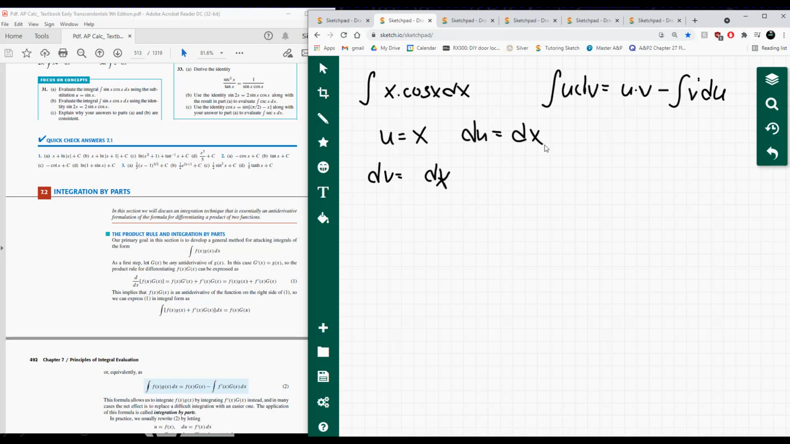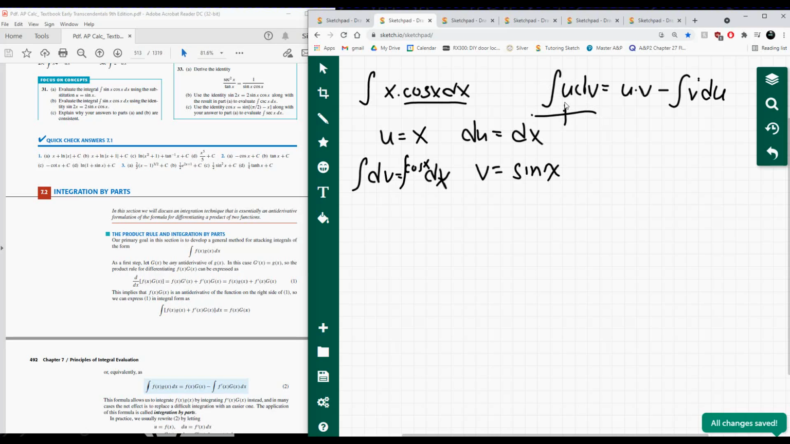And you'll see why we do this. The only thing that's going to be left over is this cosine dx, in which case dv is going to be cosine dx in its entirety. And if we integrate both of these, then v itself is going to equal sine of x. Now let's see what happens as a result.